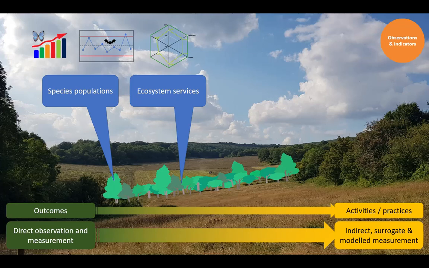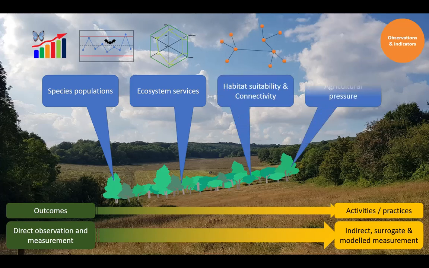It's not instantaneous. And so we may then have to rely on other measures, on data we can collect, that is readily available in the here and now. And we can use that to make calculations of ecosystem services. We can calculate again how the habitat suitability and connectivity is changing in the landscape, and we can measure whether agricultural pressure is going up or down. These can all be used to monitor progress over time.